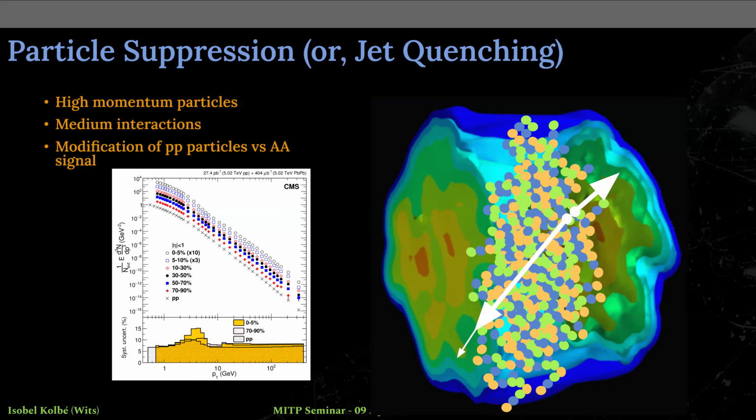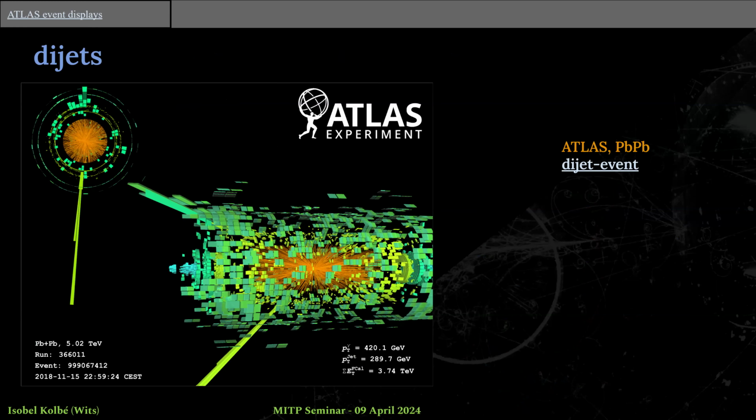So you can actually measure that the number of particles in a given momentum bin is lower in a heavy ion collision than it is in a proton collision. If you will forgive me, I would like to belabor this point a little bit because it is the core of my research. So I work on jets, and so I will just talk about these jets for a little bit longer. Good. So this is what it looks like in the ATLAS detector.